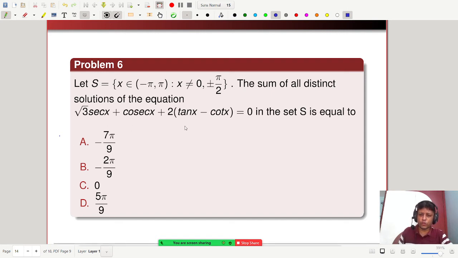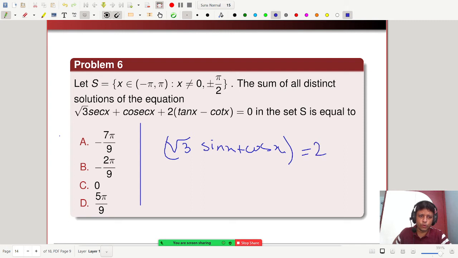So first of all, you have to simplify this. Sec x you can write as 1 by cos, cosec x as 1 by sine, tan x in terms of sine by cos, cot x in terms of cos and sine. So if you simplify, and do the LCM also, I'm just writing the simplified form: 3 root 3 sine x plus cos x equal to 2 cos 2x.